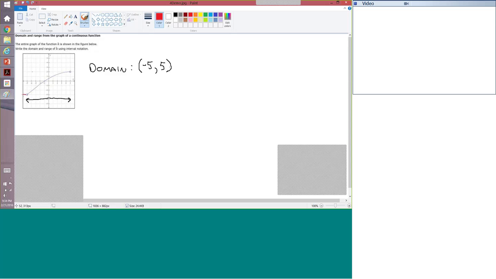Now in our range, we care about our y values. Again, it's the same chunk of line, but instead of how far left and right it goes, we care about how far up and down it goes. So it starts down here. We always start at our negative values, left in x and down in y. So it starts down here at negative 3. Again, we have those open circles, so we use parentheses. And then it comes up and it stops at this point where y equals 2. So we've got that. Any questions about that?